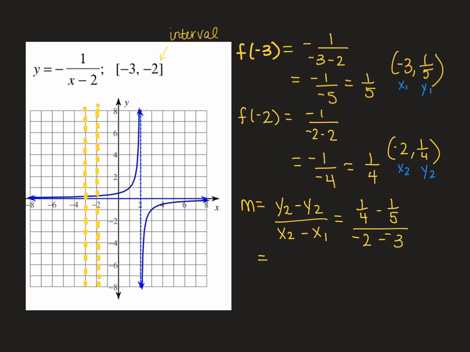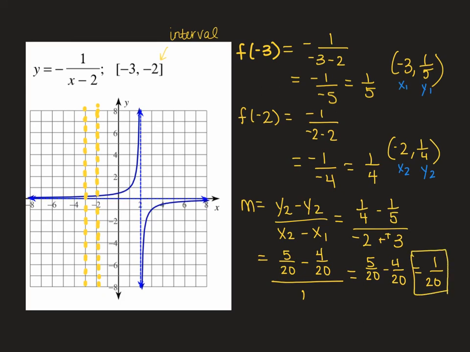Okay, get ready for some fractions. So 1/4 minus 1/5, you can find a common denominator. So their common denominator is going to be 20. So to get that, it's going to be 5/20 minus 4/20. And that's all going to be over, so -2 becomes a +1. So I really don't need to write that anymore. So we have 5/20 minus 4/20, which leaves us with 1/20. That is the tiniest little rate of change. But hey, you know what? It's still changing. So 1/20, that's your rate of change.